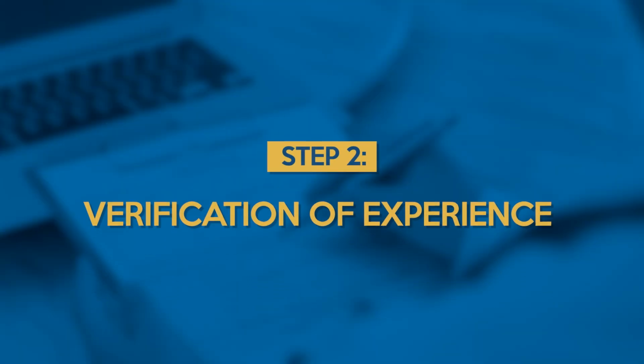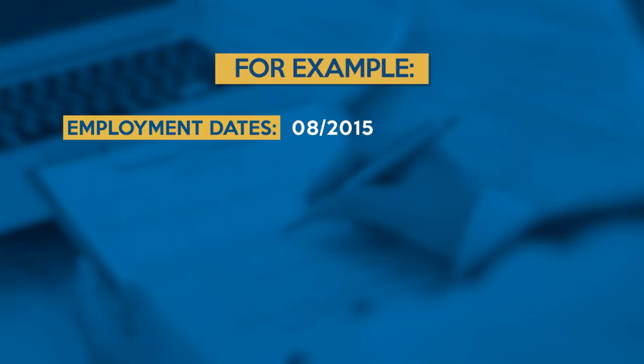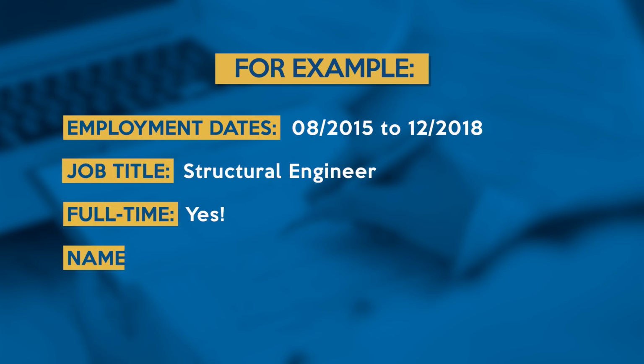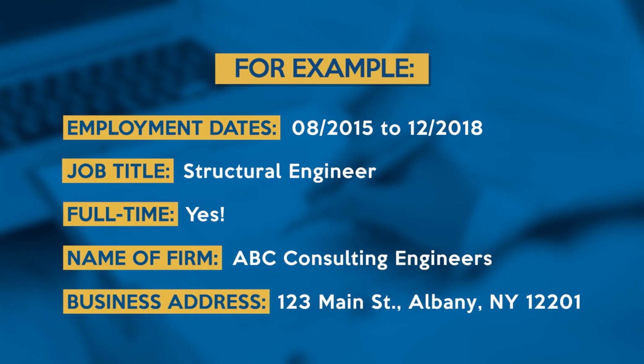Step 2. Verification of experience. This is completed by your supervisor or employer who is verifying your engineering experience. They will list your employment start and end dates, your job title, and whether the experience was part or full-time. For example, employment dates, August 2015 to December 2018. Job title, structural engineer. Full-time, yes. Name of firm, ABC Consulting Engineers. Business address, 123 Main Street, Albany, New York, 12201.